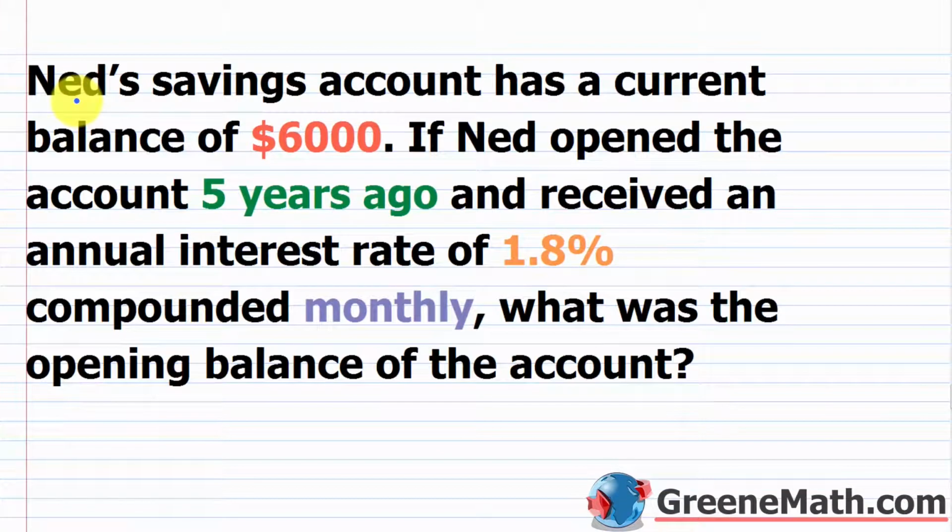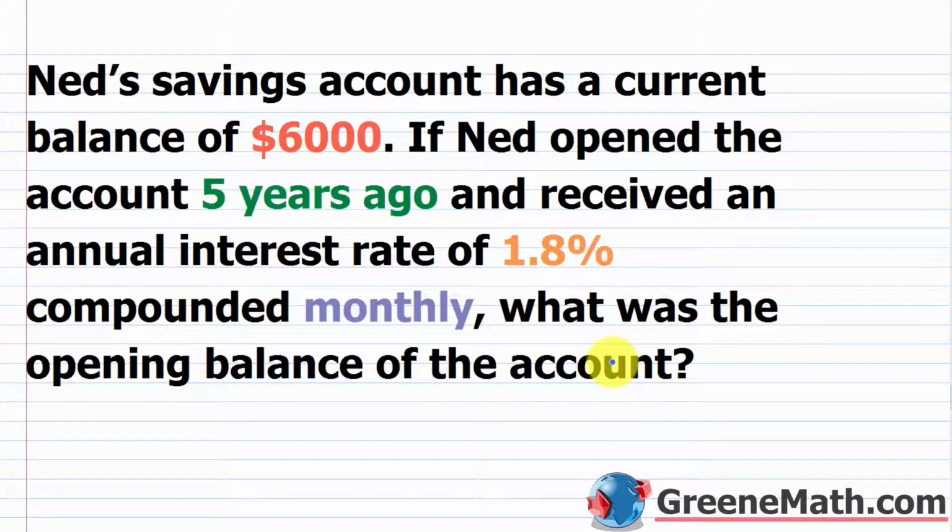All right, so another type of problem you're going to see in this section involves finding the present value. We have that Ned's savings account has a current balance of $6,000. If Ned opened the account 5 years ago and received an annual interest rate of 1.8% compounded monthly, what was the opening balance of the account?